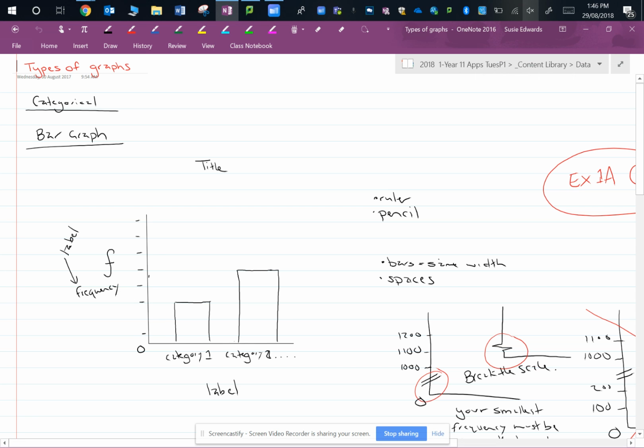Let's quickly go through the notes I just wrote with the other class today about graphs. You should have written some notes as you went through yesterday, but I'm just going to show you what's on the OneNote so that you understand it. I'll do this very quickly and then we're going to move on.